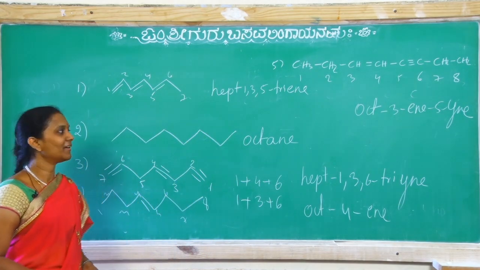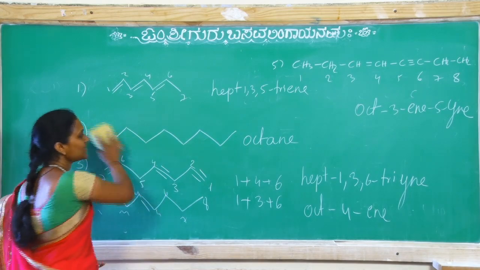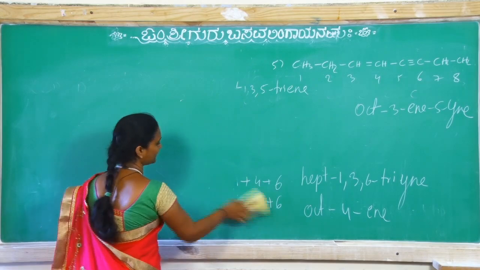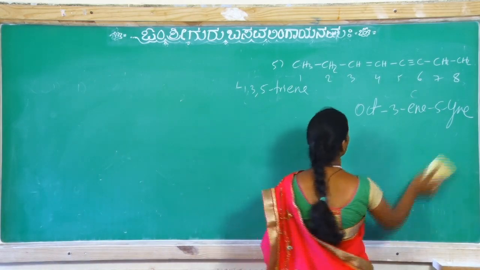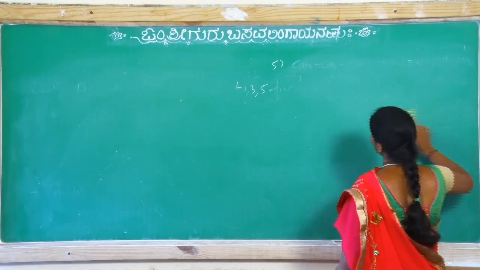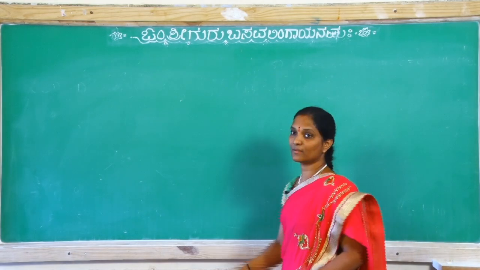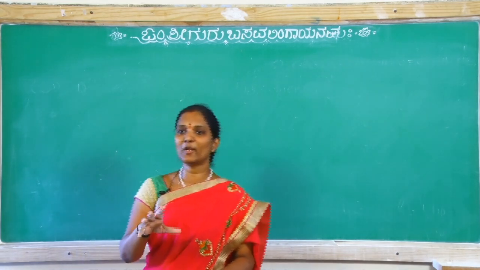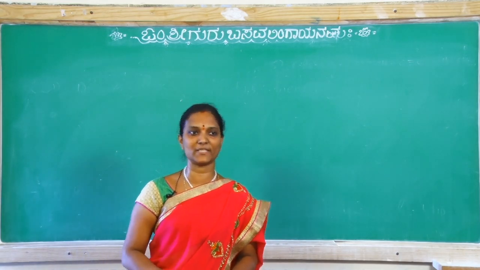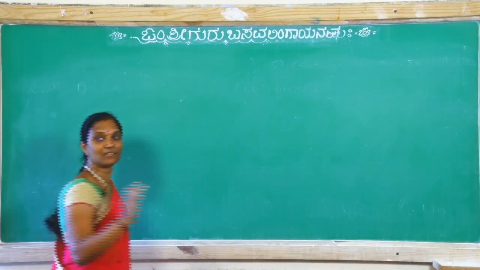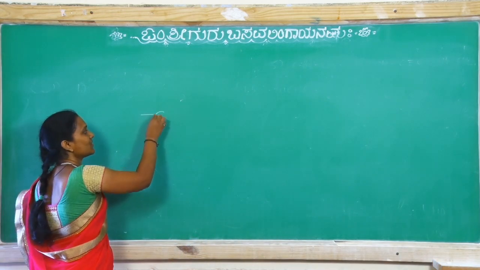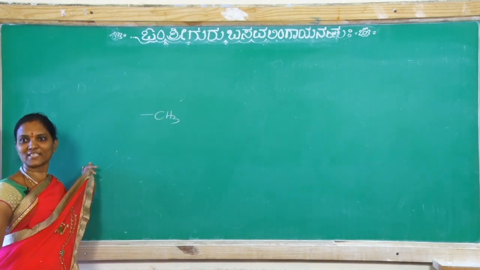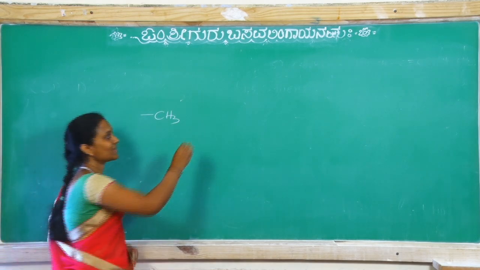Okay. Now next rule. Branches given, how to write? Next rule. In organic compound, along with branches given, how to write the IUPAC name? First, what are these branches? Listen carefully. CH3. Concentrate here. CH3. Methyl.